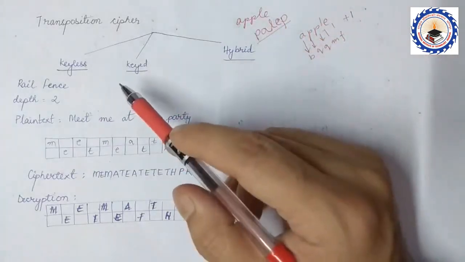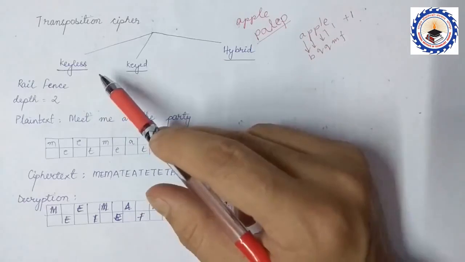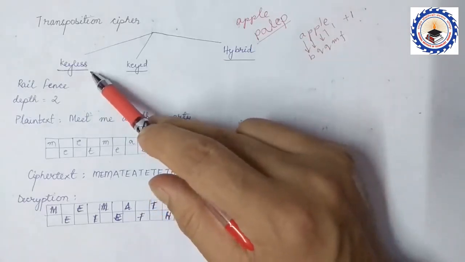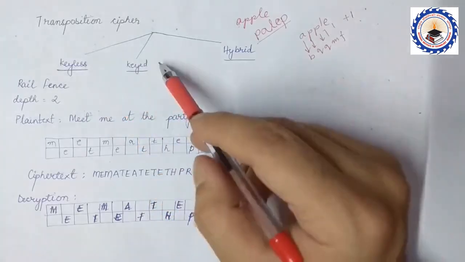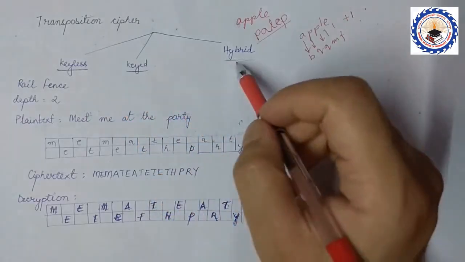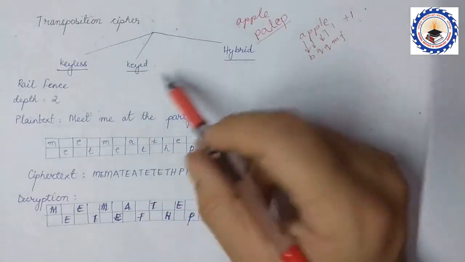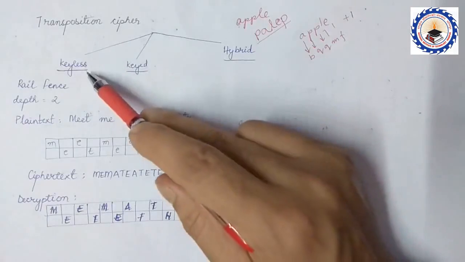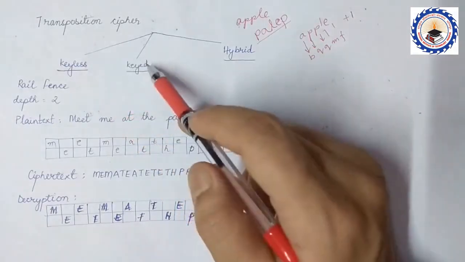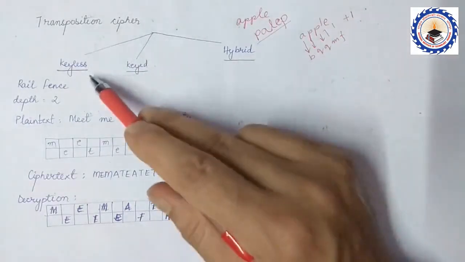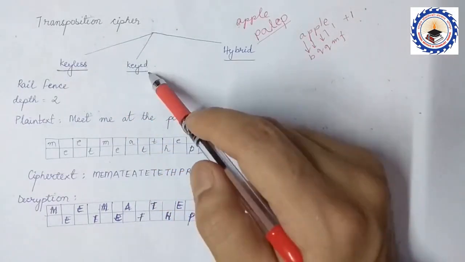According to the nature of the given key, the transposition cipher can be keyless, meaning you can perform the transposition without any key. You can also perform it with a given key, and there is a hybrid. The hybrid method is nothing but a combination of the keyless and the keyed cipher. If you understand the working of the keyless and keyed transposition ciphers, then the hybrid is a combination of the two.